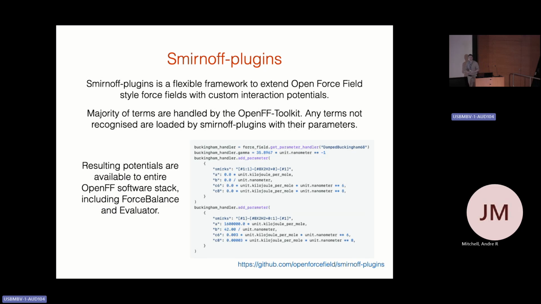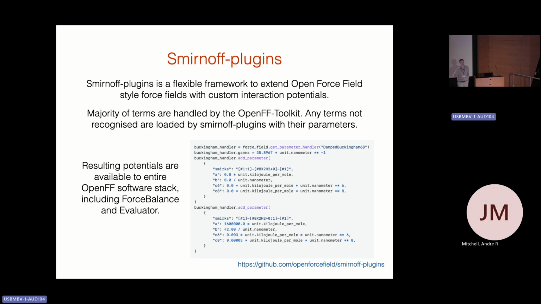We just need one more ingredient before we can do that, and that's the SMIRNOFF plugins package. This is a flexible framework which extends the Open Force Field style force fields with custom interaction potentials. With the plugin, most of the terms in the force field are handled by the toolkit. But any terms it doesn't recognize, it goes to SMIRNOFF plugins and says, hey, I don't understand what a damped Buckingham 6-8 potential is. Can you tell me what its mathematical form is? And can you give me some parameters? And I think these are the parameters for water.